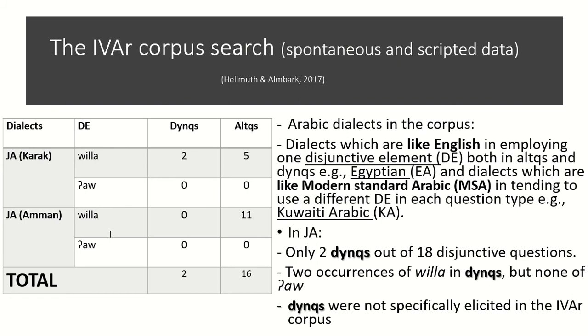Actually, the picture is not clear about Aw. Can we use Aw in both or not? Though in the corpus it's not used, this doesn't mean that this dialect doesn't use Aw in both or in either type of question. So it's not clear so far.